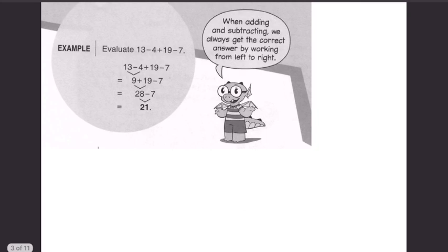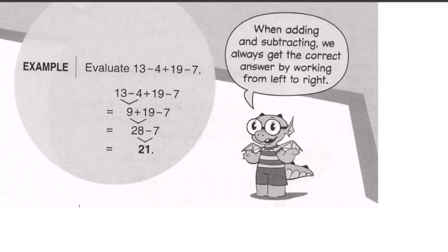Now, before we start solving problems, let's start by solving an example question together. So first, our friend tells us that when adding and subtracting, we always get the correct answer by working from left to right. The key phrase that we should remember is that when adding and subtracting, we get the correct answer by working from left to right. The example that we're given is evaluate 13 minus 4 plus 19 minus 7.